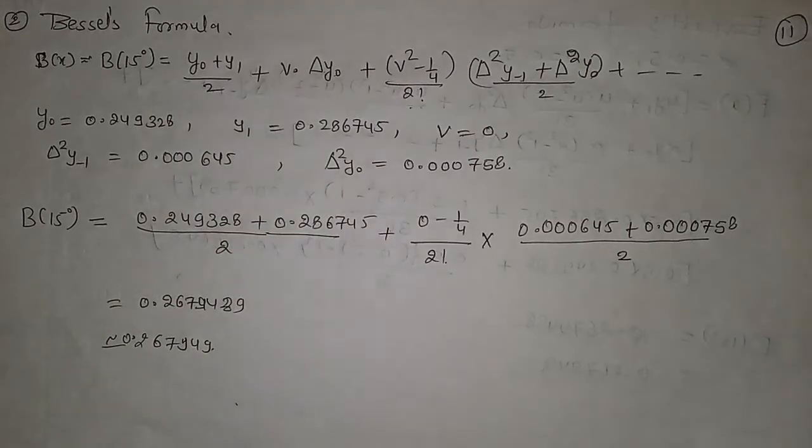So it doesn't matter which formula you use, you will get nearly the same answer. But if there is an even argument, then we prefer to use Bessel's formula. If there is an odd argument, then we use Stirling's formula, or even in even we can use Everett's formula. They will give us the most accurate answer.